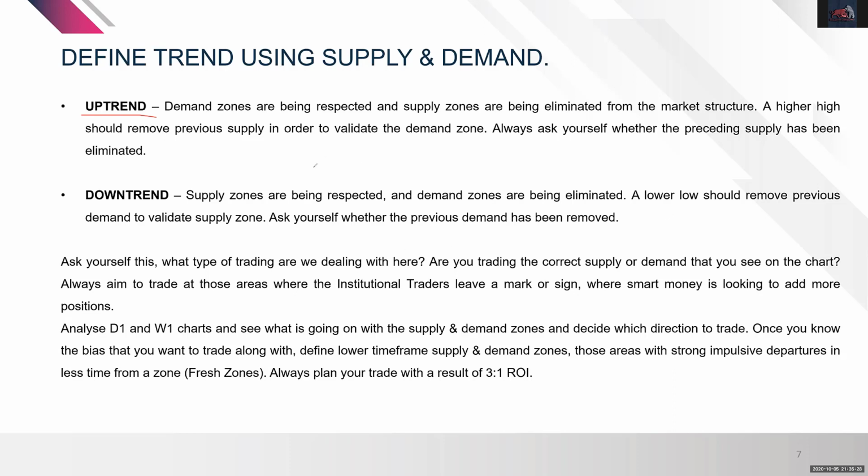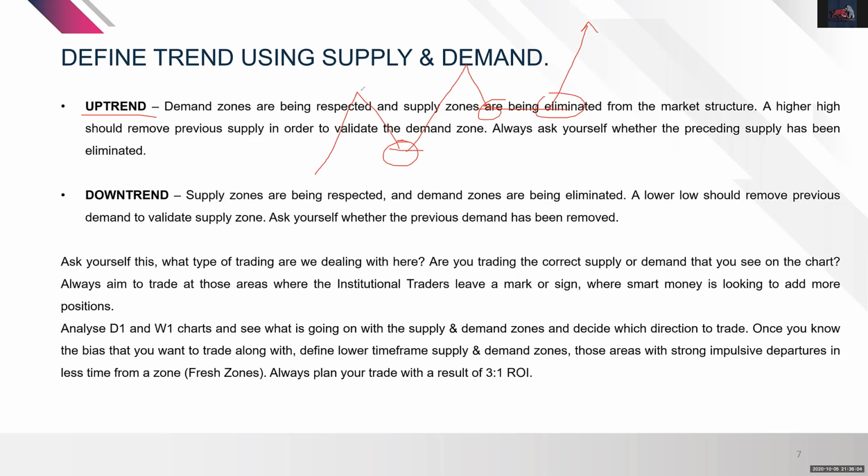So you can basically see that, okay, we've got price moving higher, then we have a new demand, then price moves higher, then we have a new demand, then price moves higher. So this is whereby demand zones are being respected because you've got a demand, demand, demand, then price keeps going high. So this is a definition of an uptrend.